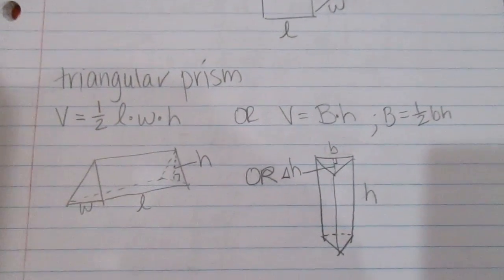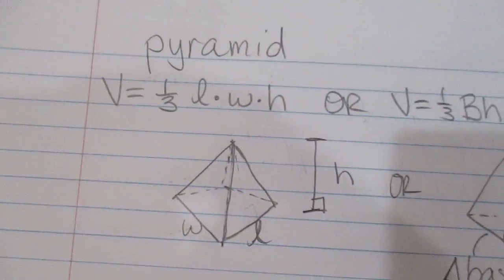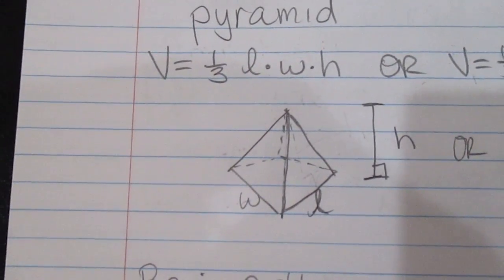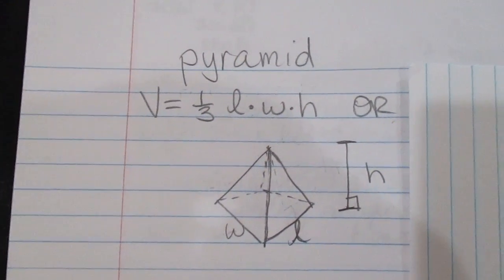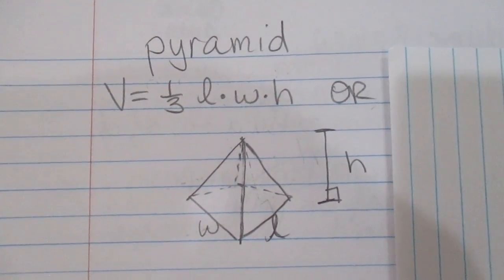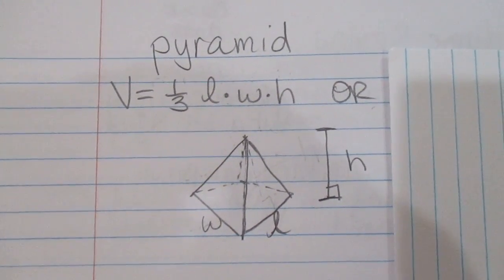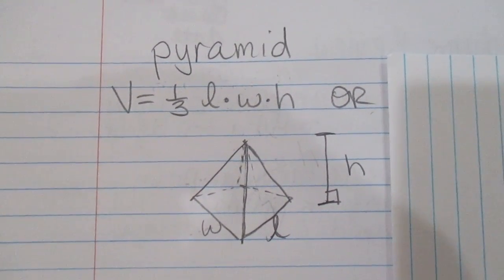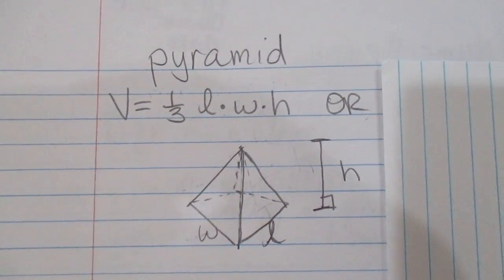The next figure that we are going to look at is the pyramid. We're going to look at two different ways to write the volume formula of a pyramid. The first one is to think of a pyramid as a third of a rectangular prism. Just as a triangular prism is half of a rectangular prism, a pyramid is a third of a rectangular prism.